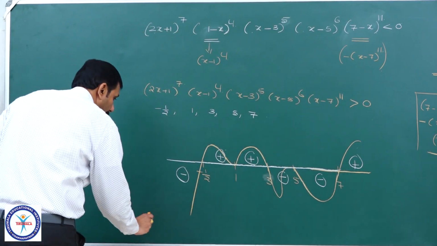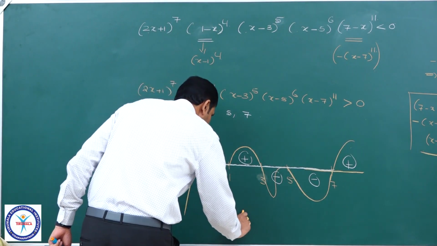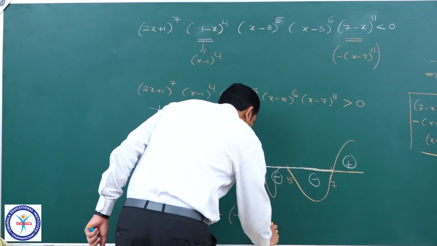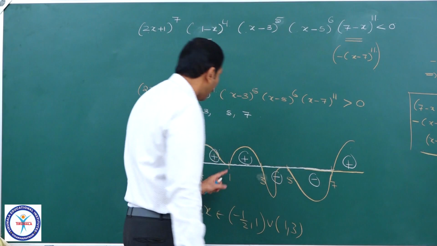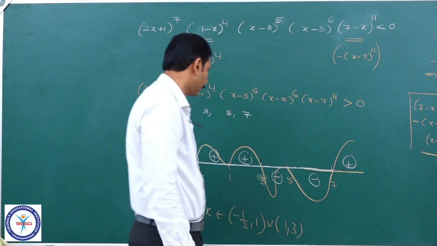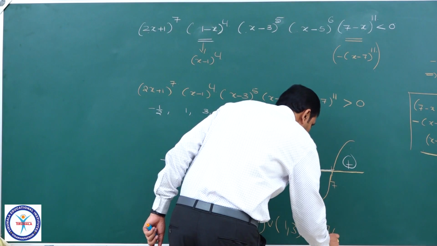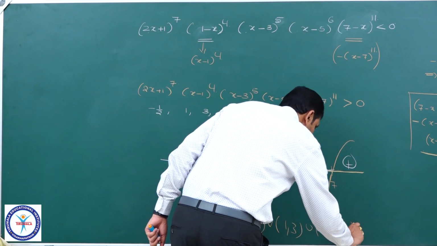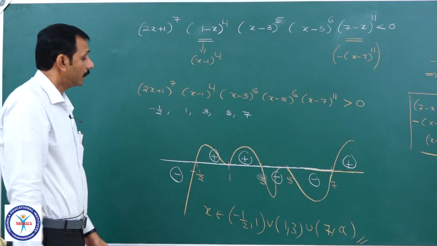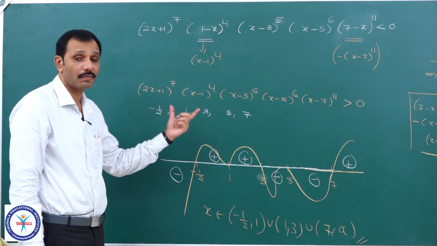Therefore, what are the values you can collect? You see, x belongs to this interval. What is the interval? Minus 1 by 2 comma 1, open. Union 1 comma 3. 1 should not be included with it because at x equal to 1, it will become 0. Next, union, it is 7 to infinity, because from 7 onwards, it is positive only. This is how you can write the solution set of this inequality.